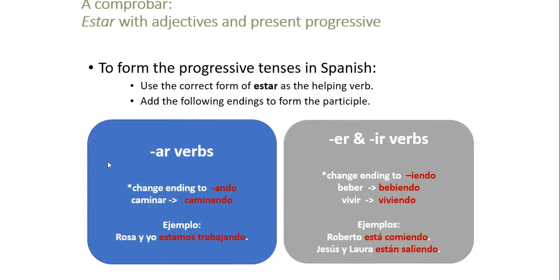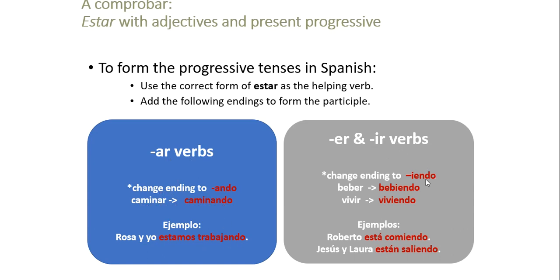The participle, in this construction, is going to be a form of estar. For AR verbs, we're going to use a gerund. It's also called a present participle. We're going to drop the AR, leaving the stem, and add ando to that. Por ejemplo, caminar, caminando, trabajar, trabajando.